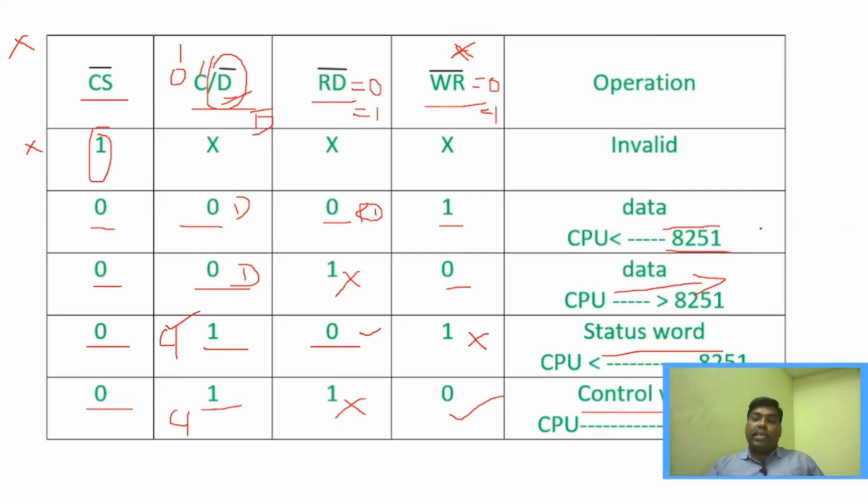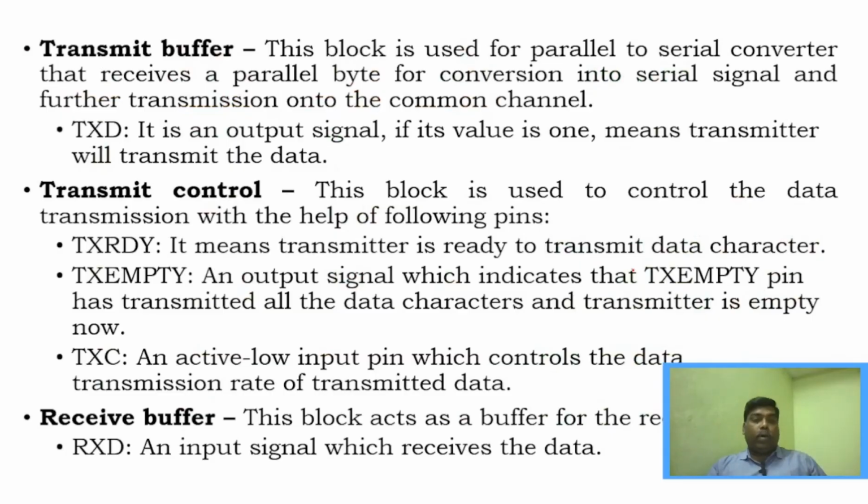So in this condition, the CPU accepts the data from 8251, and in this condition it writes the data, that is outputs and transmits the data to 8251, right? And these two represent the data bus operation, and these two represent the control word register operation, where here the read operation is performed, the microprocessor reads the 8251, and here it performs the write operation in the control word register. This is the overall operation of 8251, right?